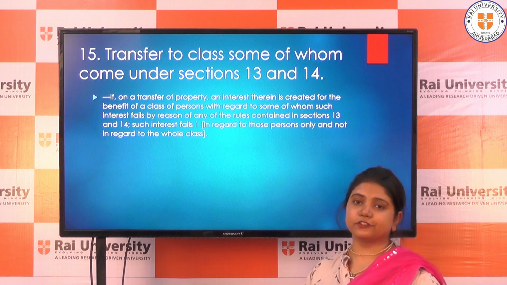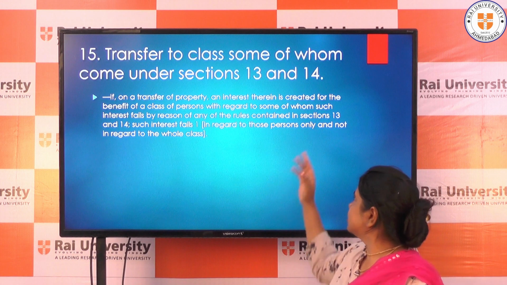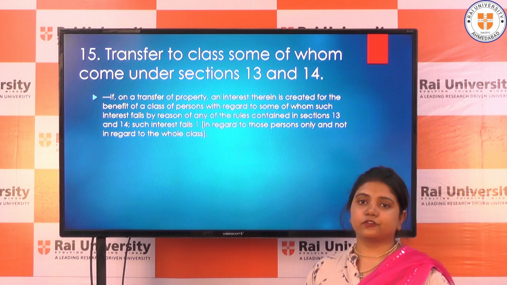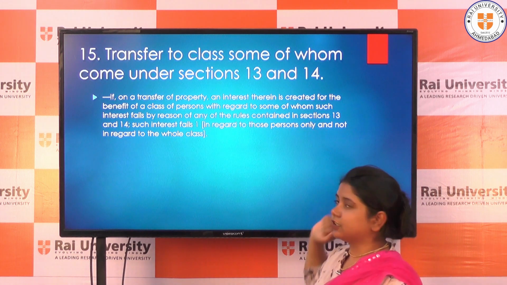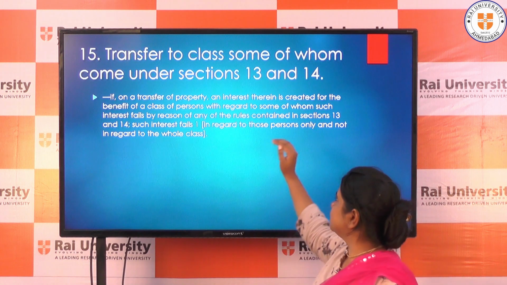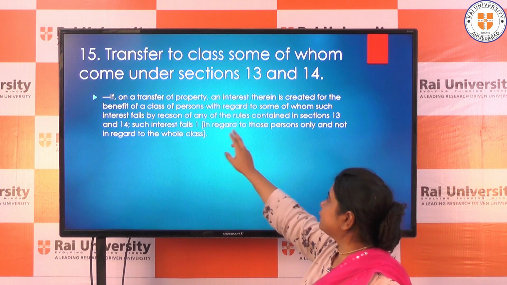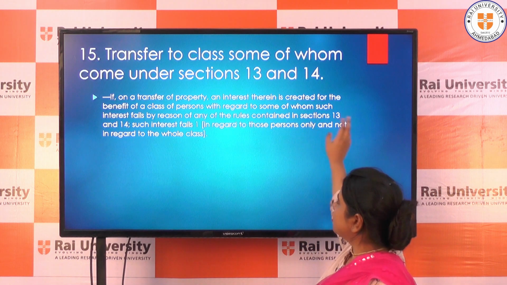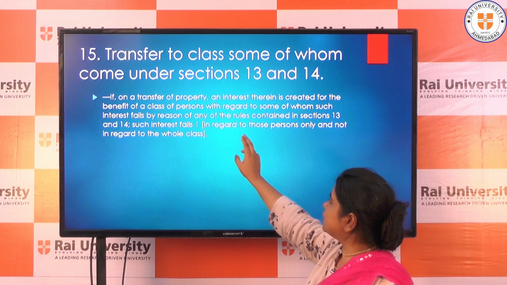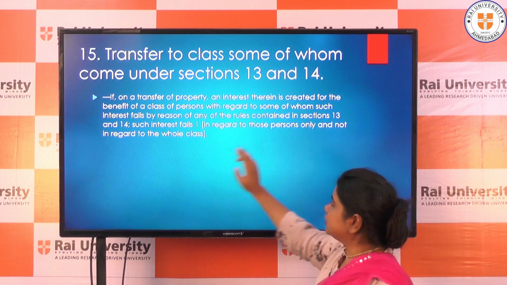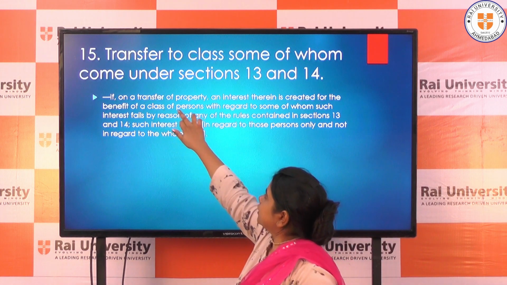Section 13 deals with transfer of property for an unborn person, and section 14 deals with transfer against the rule of perpetuity. This is what sections 13 and 14 basically deal with. With reference to the section, I'll deal with sections 13 and 14 for better understanding. If on a transfer of property an interest therein is created for the benefit of a class of persons, with regard to some of whom such interest fails by reason of any of the rules contained in section 13 and section 14. So the term used here is benefit of the class of person.